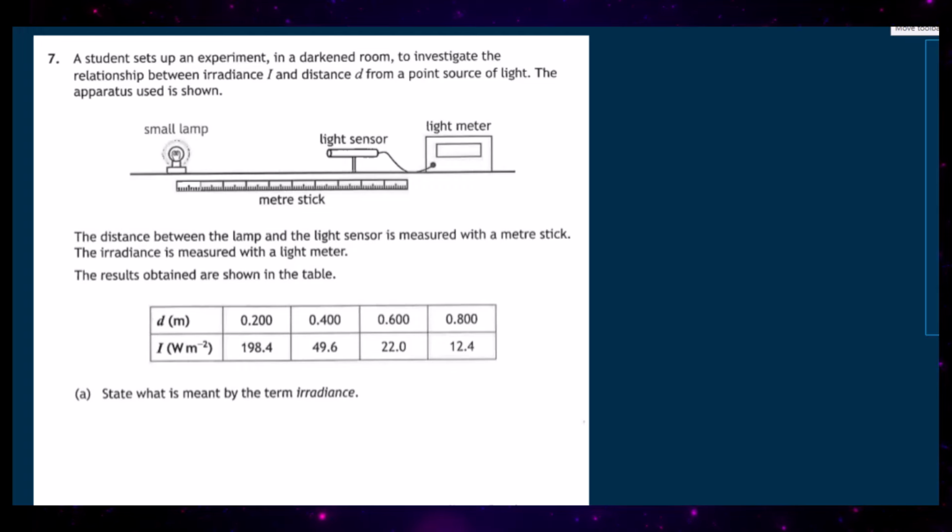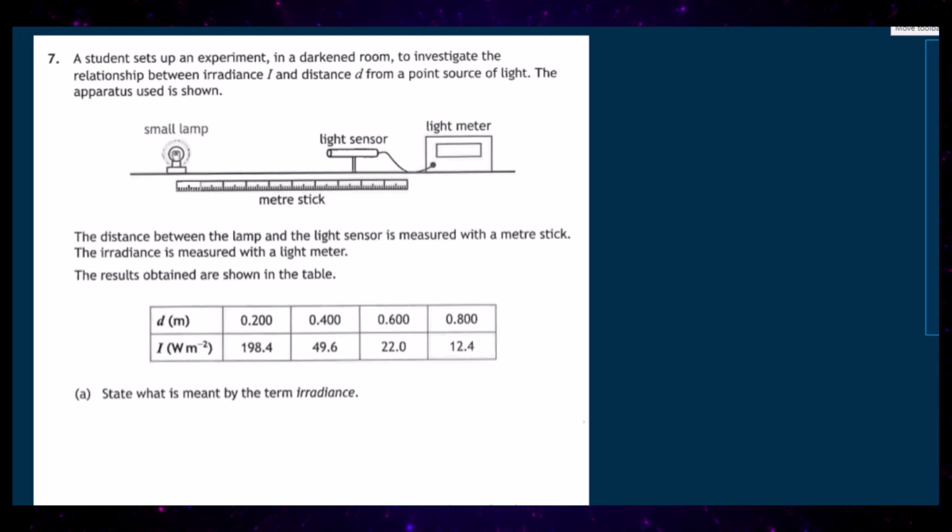Question 7 from the 2025 Higher Physics Examination from the SQA. A student sets up an experiment in a darkened room to investigate the relationship between irradiance I and the distance d from a point source of light. The apparatus is used as shown. You can see we've got a small lamp, a meter stick, a light sensor and a light meter.